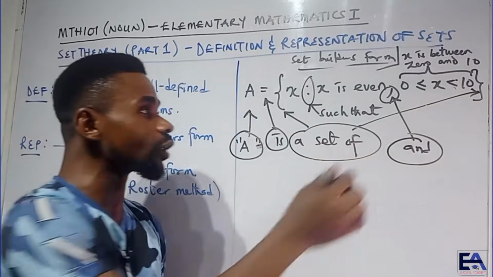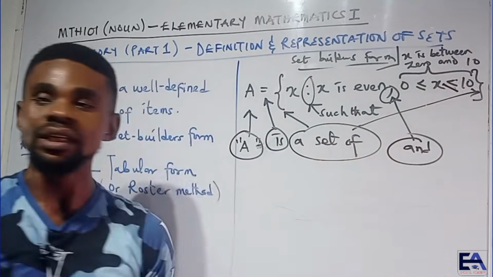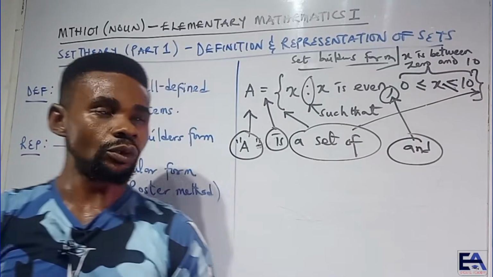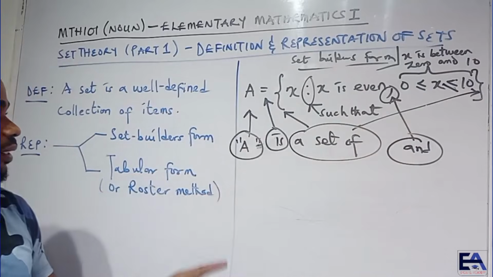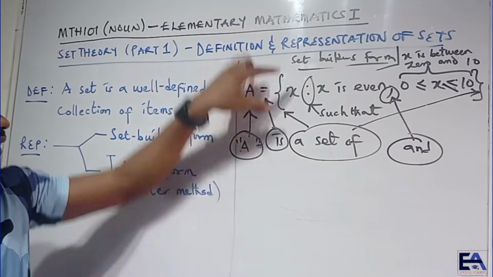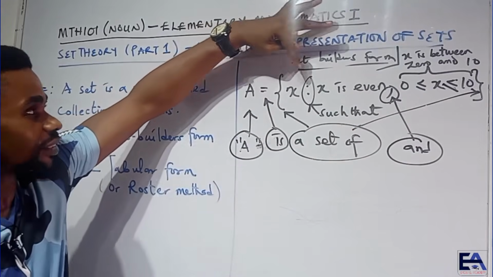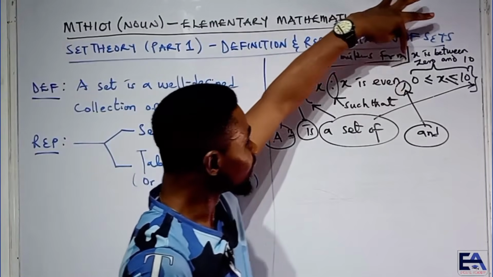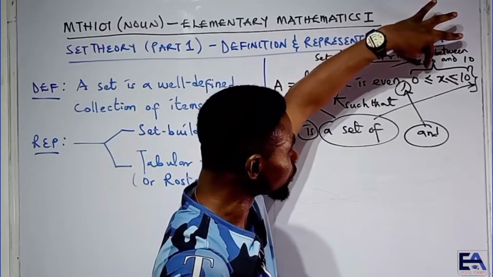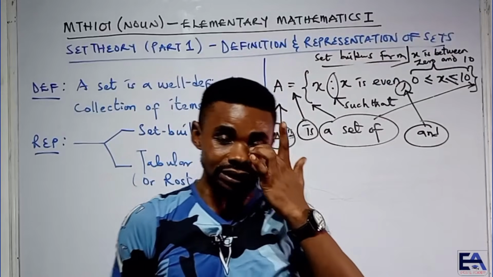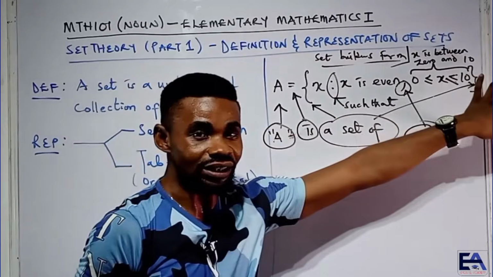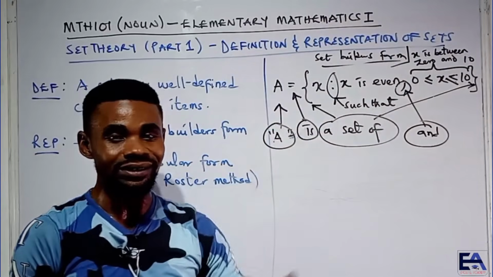But if I put the equality under the inequality, it simply means that 10 itself is included. So all of these things simply mean A is a set of X such that X is even, comma means and, then X is between 0 and 10, with 0 and 10 inclusive. That is the meaning of this statement. That is the meaning of this expression. We call it the set builder form.